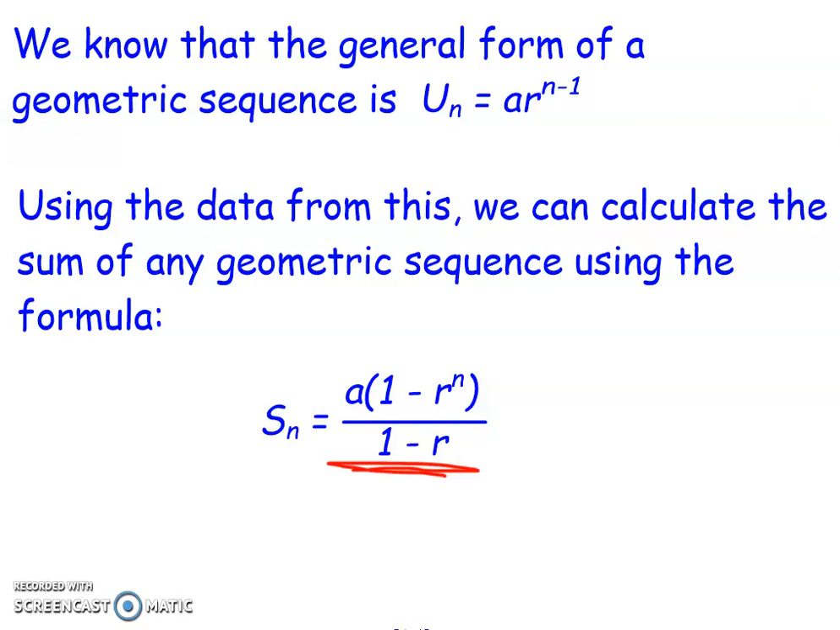Now, proving this formula works is actually relatively straightforward. Let's imagine we've got some geometric series, Sn. We know it's going to take the general format ar to the n minus 1. So it's going to have a term a to start with, then plus ar, then plus ar squared, all the way up to plus ar to the n minus 1. So that's what the series is going to look like.